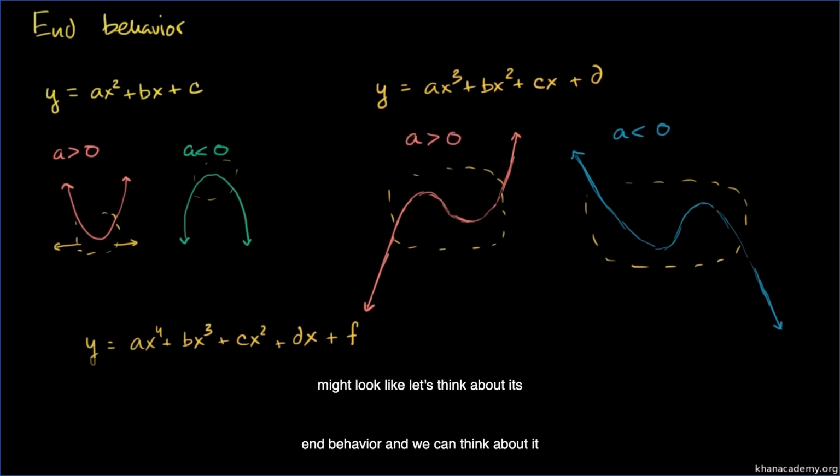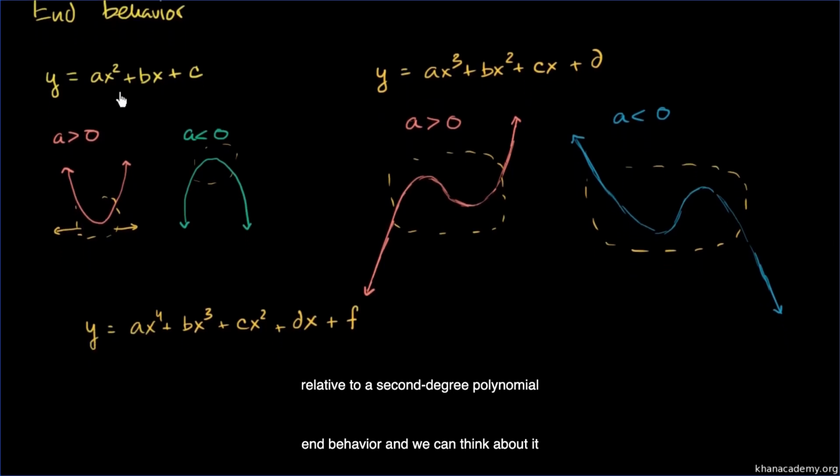Let's think about its end behavior, and we can think about it relative to a second degree polynomial. If x is really negative, x to the fourth is still going to be positive, so if a is greater than 0, when x is really negative, we're going to have really positive values, just like a second degree. And when x is really positive, same thing. X to the fourth is going to be positive, times a is still going to be positive. So its end behavior is going to look very similar to a second degree polynomial.